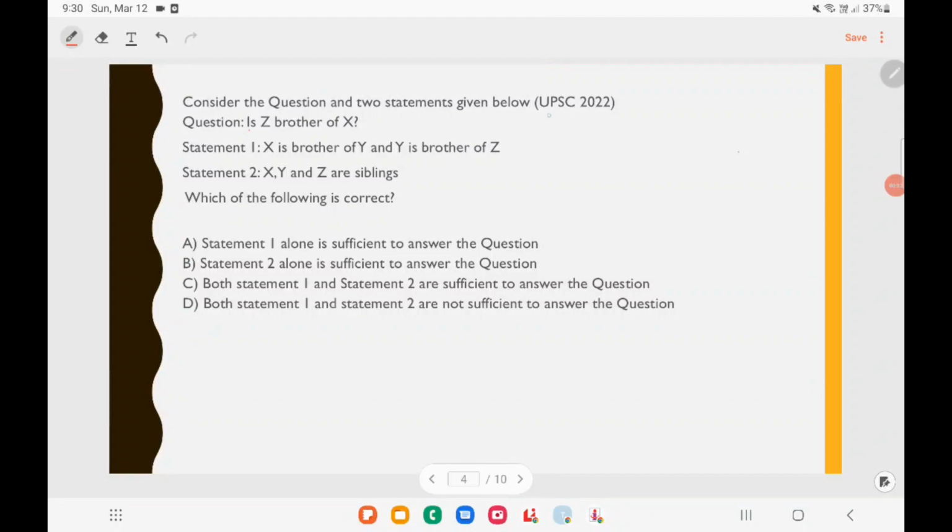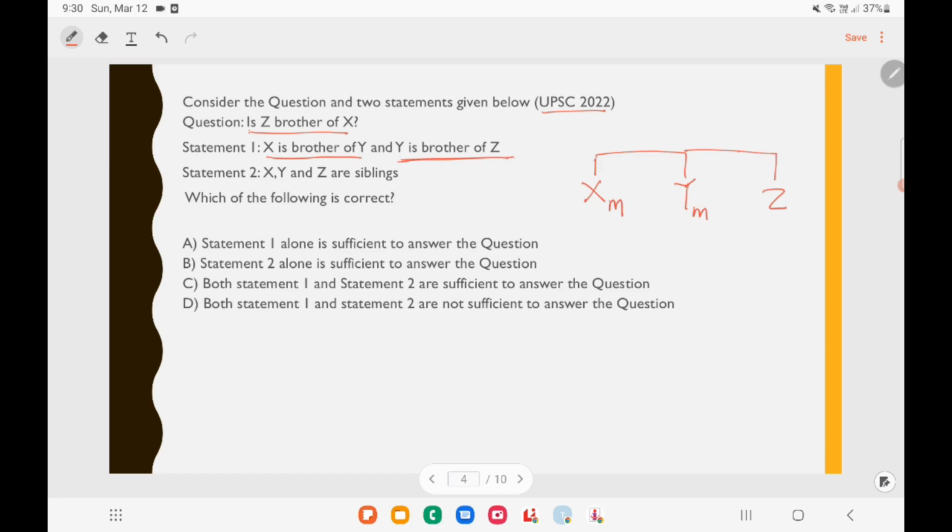This is a question from UPSC 2022. Consider the question and two statements given below. The question is: is Z the brother of X? Statement one is: X is the brother of Y and Y is the brother of Z. So let us draw the family tree now. It says that X is the brother of Y. That means X is a male, right? Because it's a brother. Now it says that Y is the brother of Z. That means Y is also male.